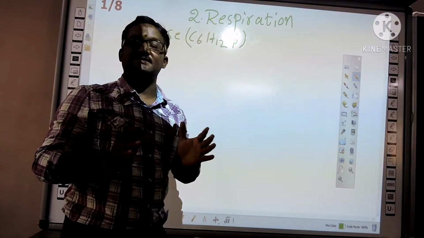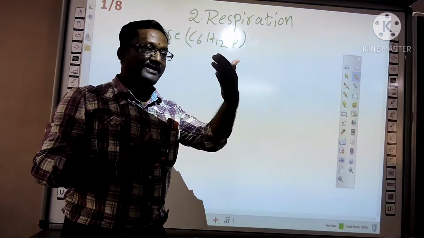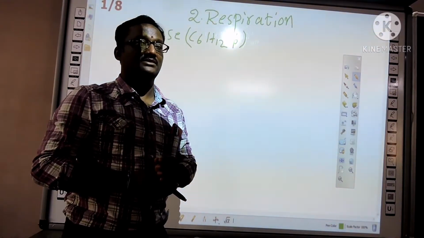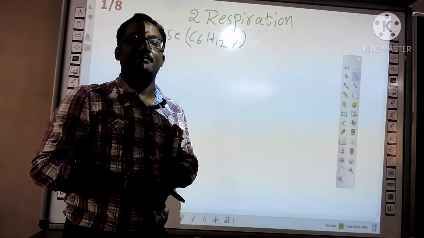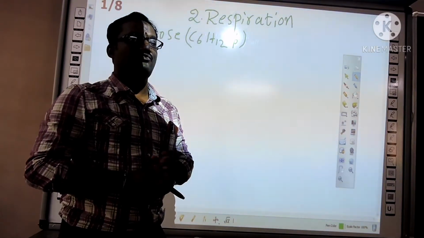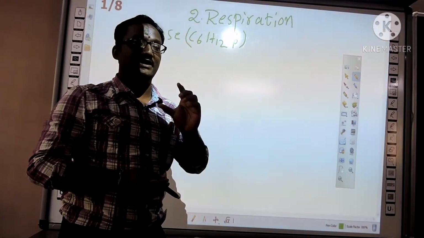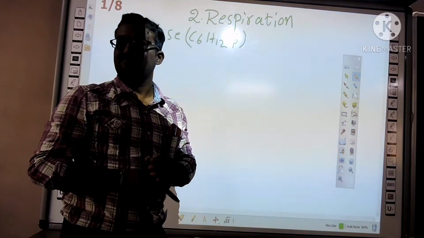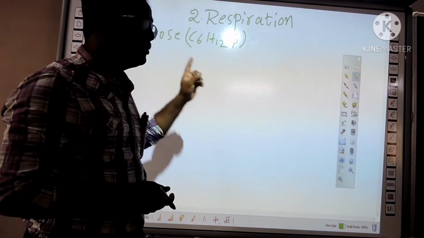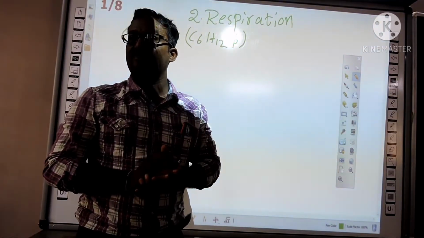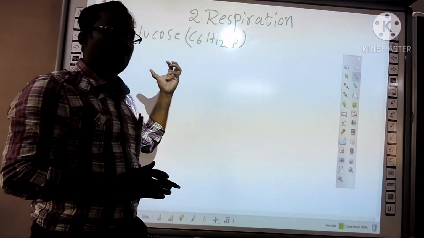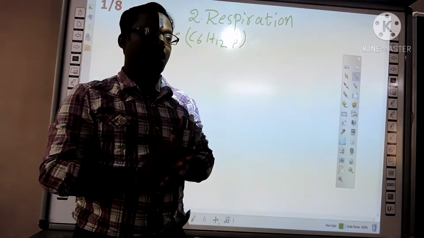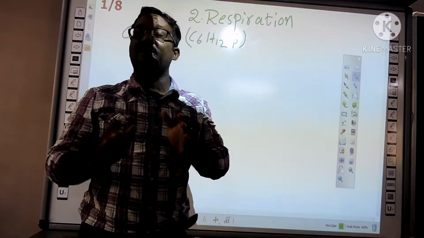But it does not occur in a single step in living things. There are various steps and various chemical reactions involved. Let us see that in brief. For respiration, one gas is required. Do you know what that is? Oxygen. Why? Because to release energy from glucose, oxygen is required. And where does this energy release from glucose take place? In the cell. In the cell, mitochondria play an important role.